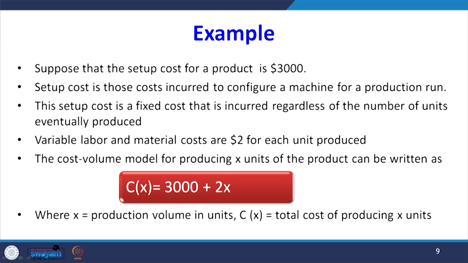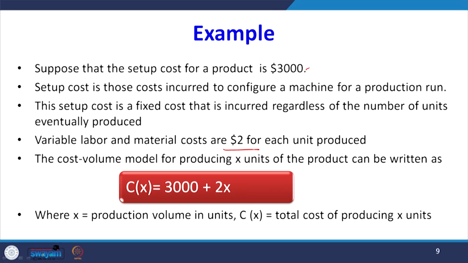Suppose that the setup cost for a production is $3,000. Setup cost is the cost incurred to configure a machine for a production run. This setup cost is a fixed cost, incurred regardless of the number of units eventually produced. Variable labor and material costs are $2 for each unit produced.